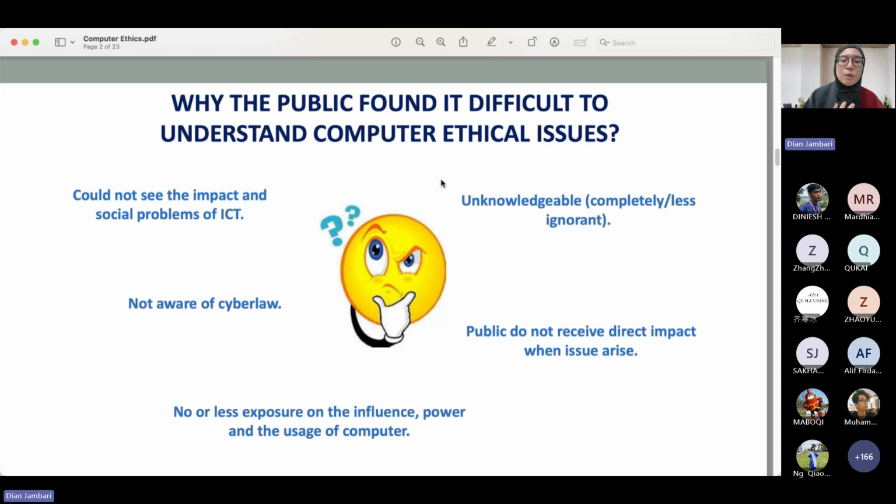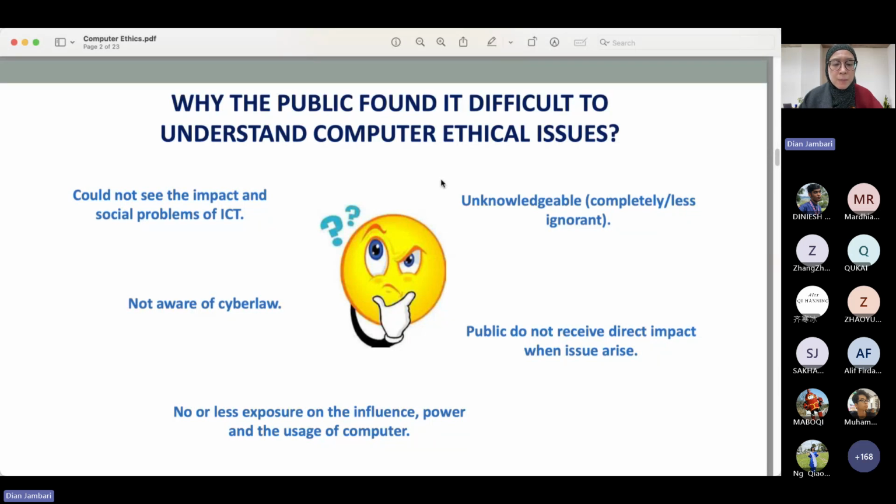Another reason why the public, those who are non-IT professionals, may find it difficult to understand computer ethical issues is because they don't have the knowledge. So they're unknowledgeable. It could be completely unknowledgeable, almost zero understanding of computer ethics, or probably ignorant, or probably they know some of it, but they may not know fully in terms of the impact, in terms of what is right and what is wrong ethically related to computers or ICT, right?